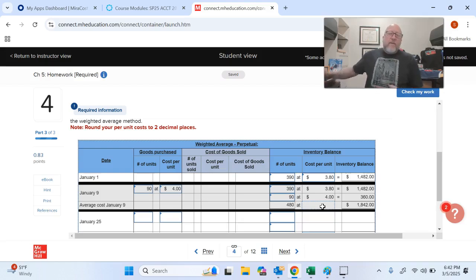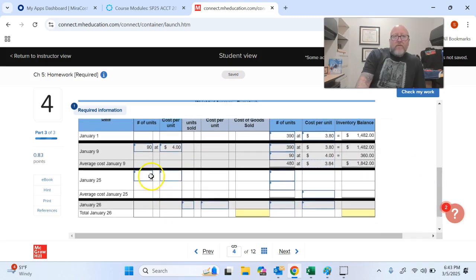In the weighted average method, I'm going to take 1842, the total cost of all of my inventory, divided by 480, the total number of units in my inventory. So 1842 divided by 480. If I round to the nearest penny, I'm getting $3.84. Something closer to the 3.80.